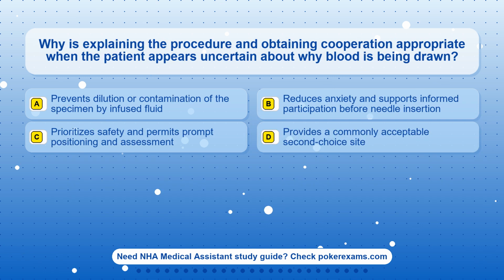Question 2. Why is explaining the procedure and obtaining cooperation appropriate when the patient appears uncertain about why blood is being drawn? Option A. Prevents dilution or contamination of the specimen by infused fluid. Option B. Reduces anxiety and supports informed participation before needle insertion. Option C. Prioritizes safety and permits prompt positioning and assessment. Option D. Provides a commonly acceptable second-choice site.